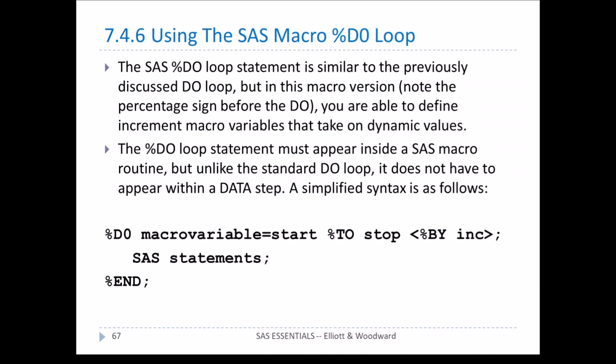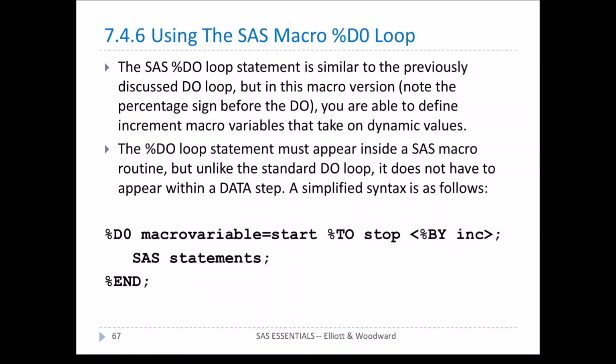All right, let's take a look then at using the SAS macro %do loop. Now we saw do loops earlier, but this is a special kind of do loop, one that is within a macro. The SAS %do loop statement is similar to the previously discussed do loop, but in this version, we're able to define increment macro variables that take on dynamic values, and we'll see that in an example coming up. In this case, the %do statement has to appear within a SAS macro routine, but unlike the standard do loop, it doesn't have to appear within a data step.